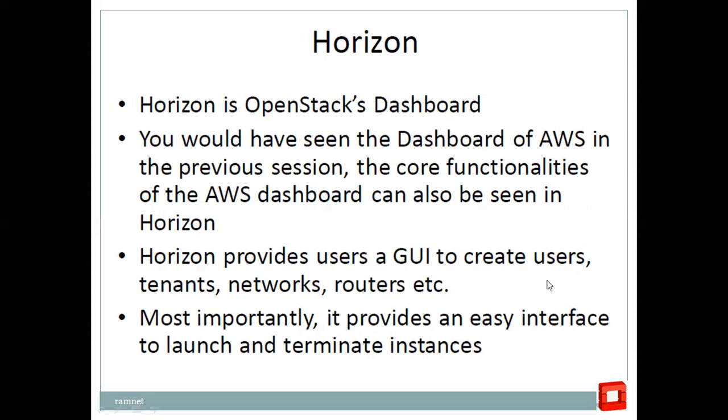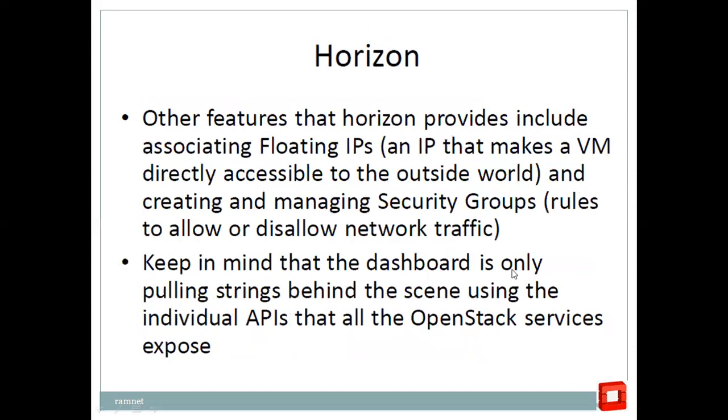We can do everything on a dashboard, as in the AWS dashboard. We can do very easy management of services like that. So the same we can do on OpenStack also. Other features that Horizon provides include associating floating IPs. That IP makes a VM directly accessible to the outside world. That is nothing but an external IP, as we normally call it.